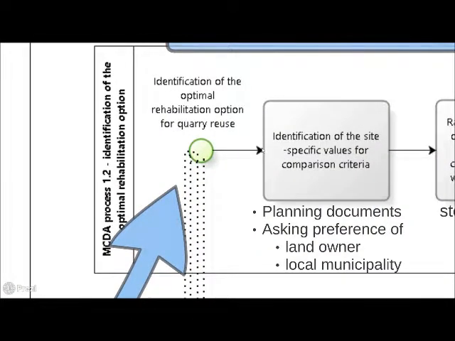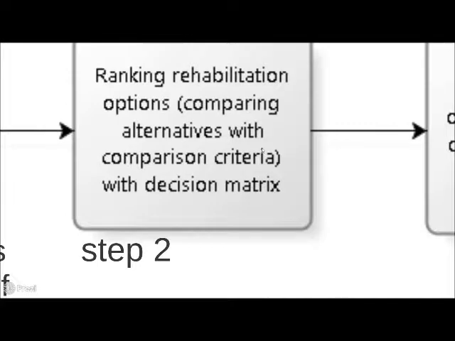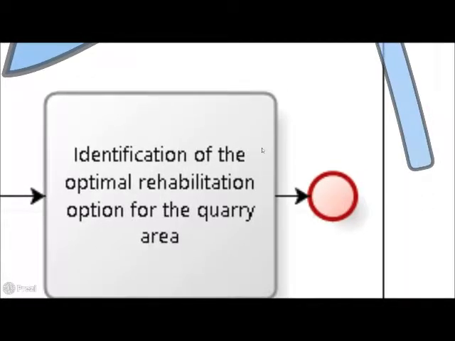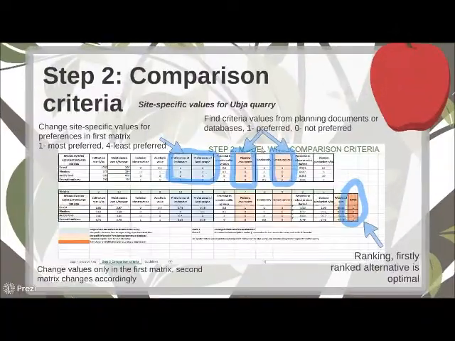But now we must choose which rehabilitation alternative is the most optimal. And we must identify the site-specific values for comparison criteria based on planning documents and asking the preference of the local landowner and the local municipality. And step 2 is the ranking of rehabilitation options with the decision matrix, which allows to identify the optimal rehabilitation option for the quarry. Now to step 2.